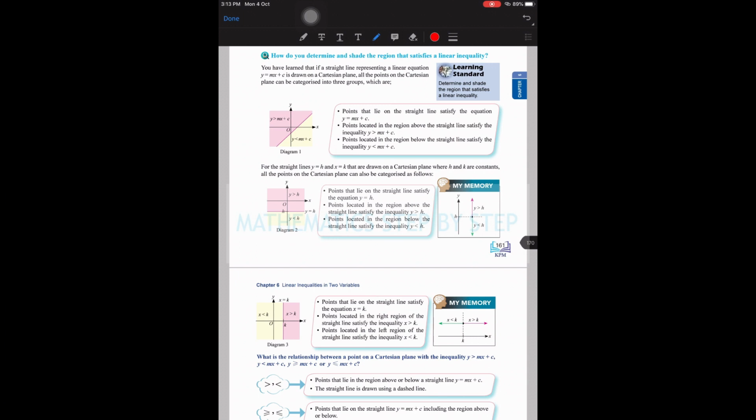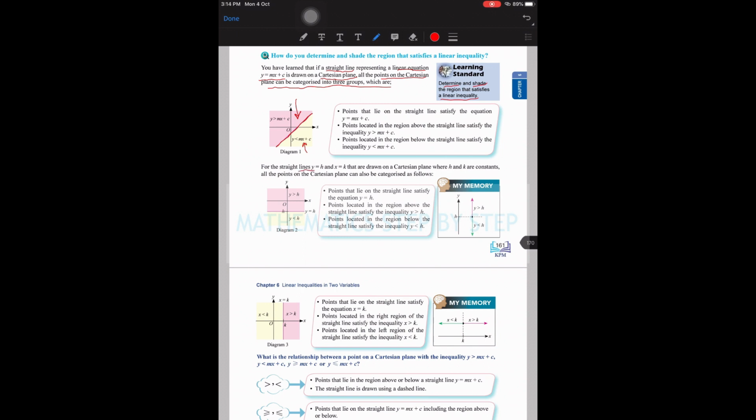I am Ying. So today we'll learn to determine and shade the region that satisfies a linear inequality, okay? You have learned that if a straight line representing a linear equation y equals mx plus c is drawn on the Cartesian plane, all the points on the Cartesian plane can be categorized into three groups. The first group is the region above the straight line, which is shaded in pink. Another region, shaded in yellow, is below the straight line. And another category is situated on the straight line itself.